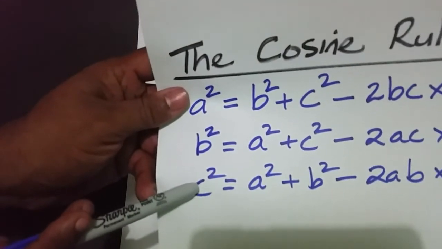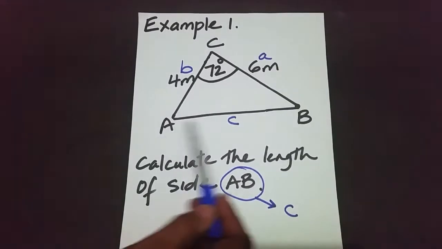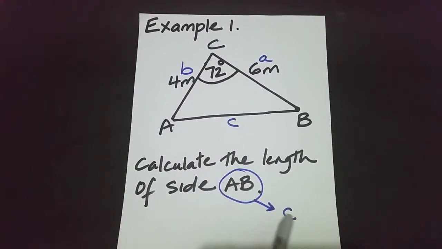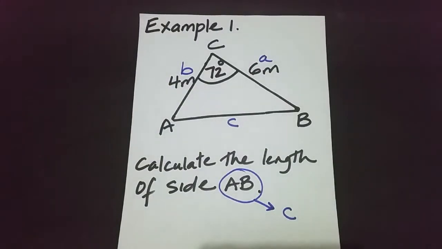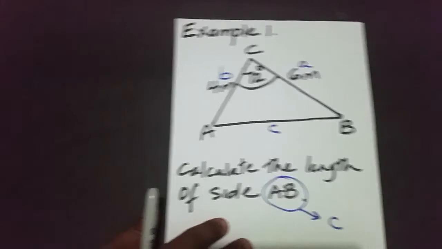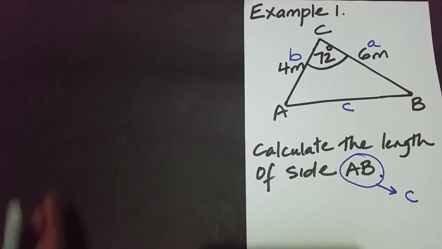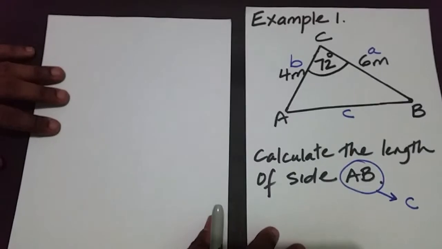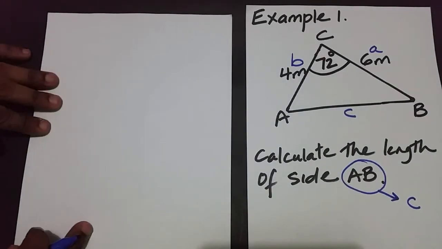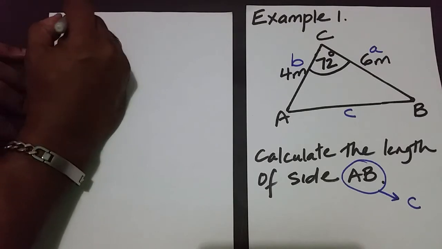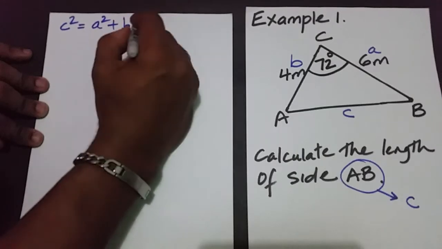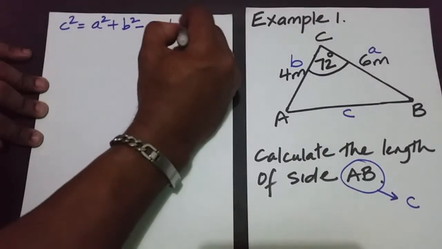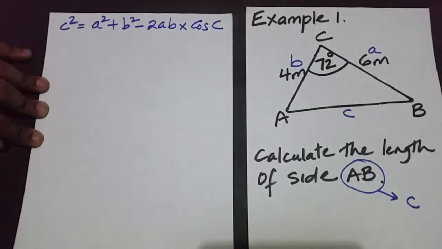So we're going to use this to answer the question, because they want us to find AB, and AB is little c. So if little c is what they need us to find, then that must be the formula that we're going to use. So let's get straight into working on this problem. I'm going to slide this over here so we can look at it while we work. Now, again, what we're going to be using is c squared equals a squared plus b squared minus 2ab times the cosine of big C.